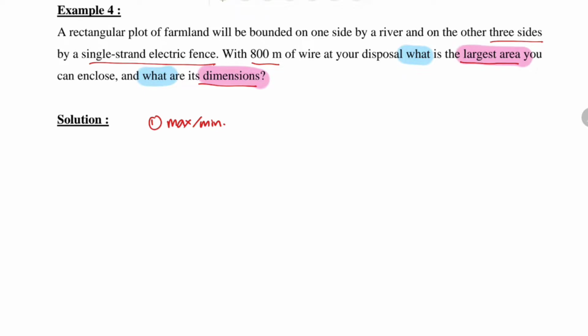In this question, we can see that the first part of the question mentions the largest area that you can enclose, and this simply refers to maximizing the area. So for this question, it is to maximize. The next step that I have mentioned before is to determine what type of function we want to maximize. For this question, after the word largest, you can see the word area. So this is the function that we want to maximize, which is the area function.